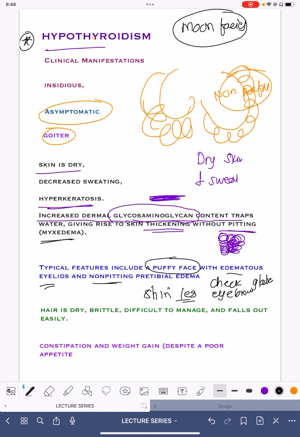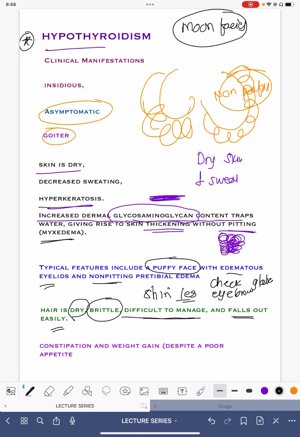One of the most important concerns for which the patients come to the doctor is dry hair, brittle hair, hair that is difficult to manage, and hair which falls out very easily. Because most of the female patients come to the hospital or to the doctor because either they are not looking good or they are having cosmetic issues. So, puffy face means bad face, dry skin, dry hair, these are all cosmetic problems for which the patient will definitely come to the doctor.